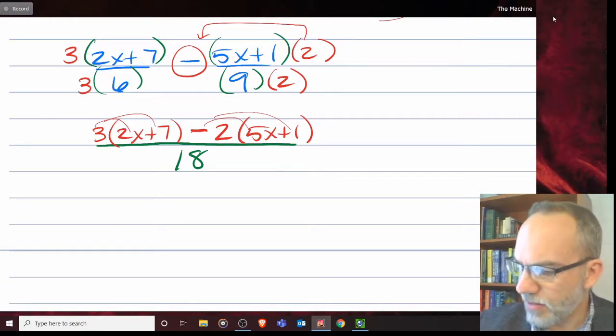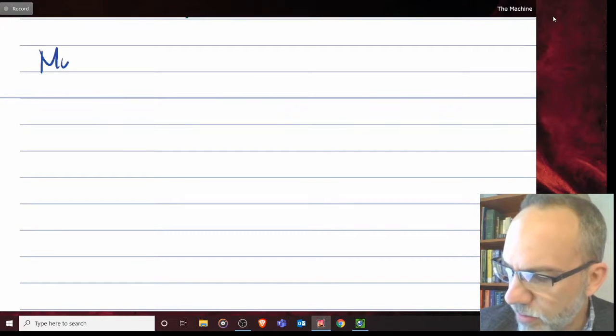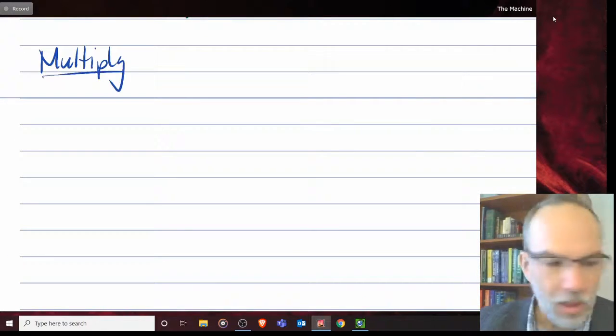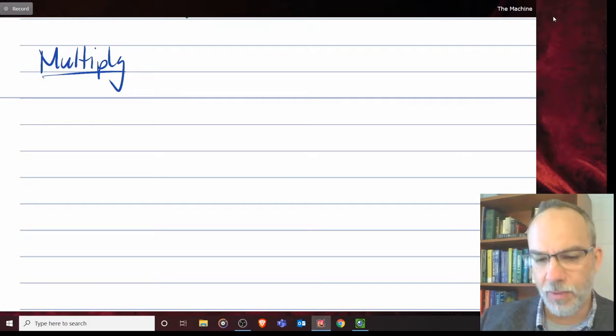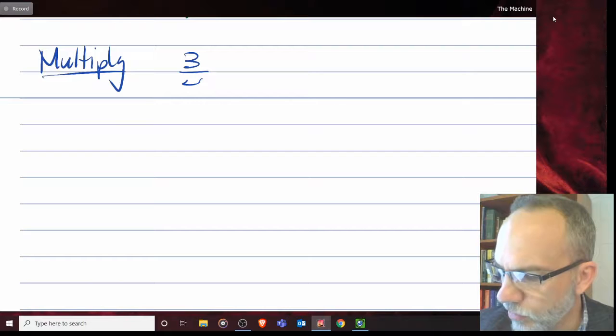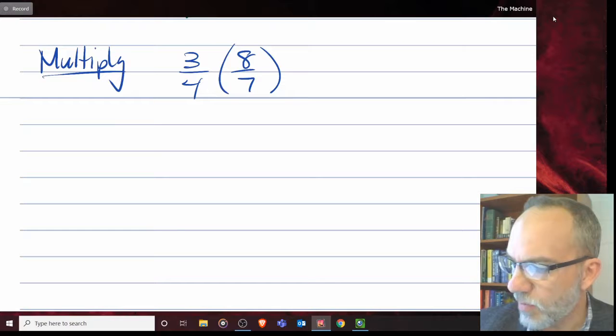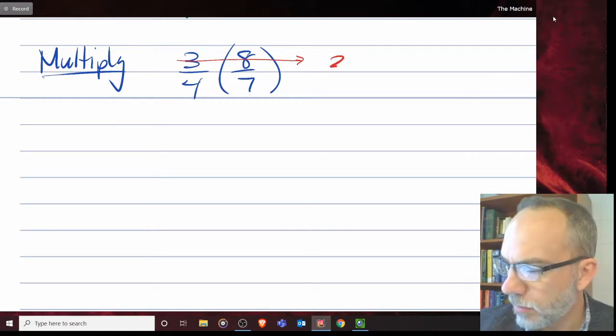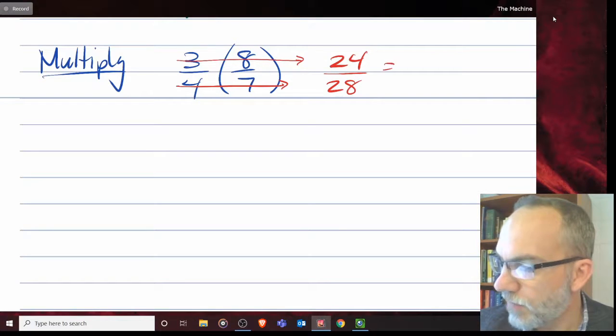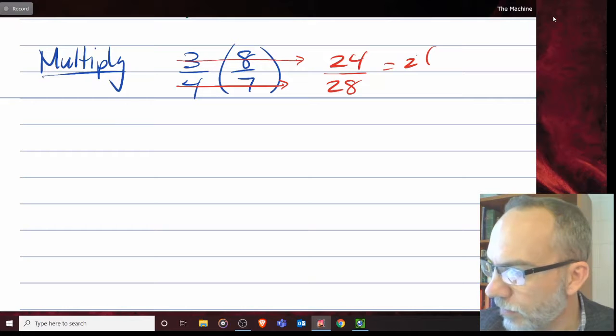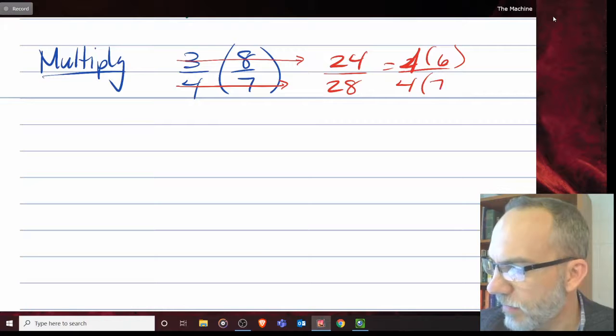All right, now let's go back to some easy stuff. In order to multiply fractions, in 4th grade or so, you probably were taught, just multiply straight across, and that's true. 3/4 times 8/7, you would just multiply straight across. You don't have to get a common denominator. So that then would be 28. And then you can reduce, factor out the 2, factor out the 4. 4 times 6 there, and then 4 times 7 there, and now the 4s will cancel, leaving me 6/7.